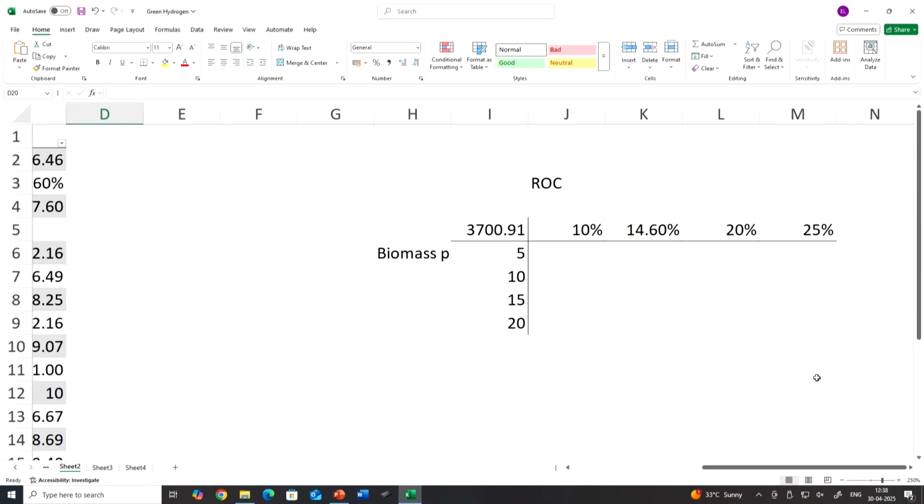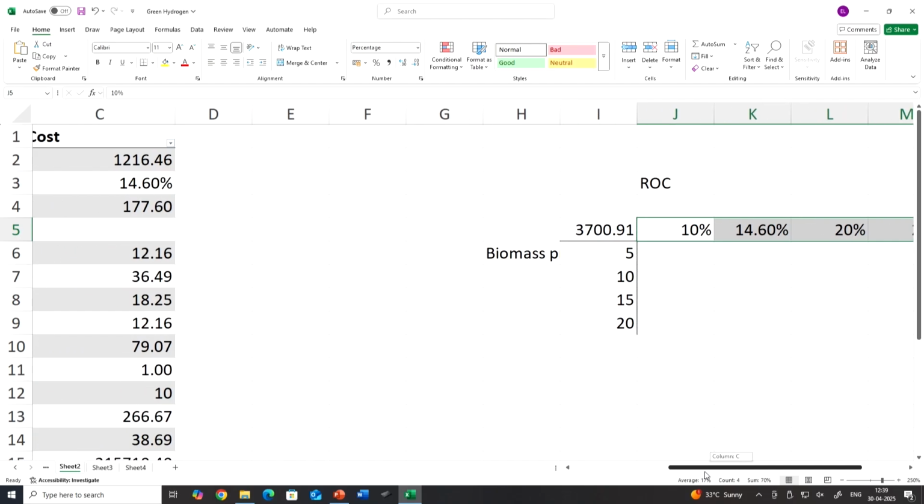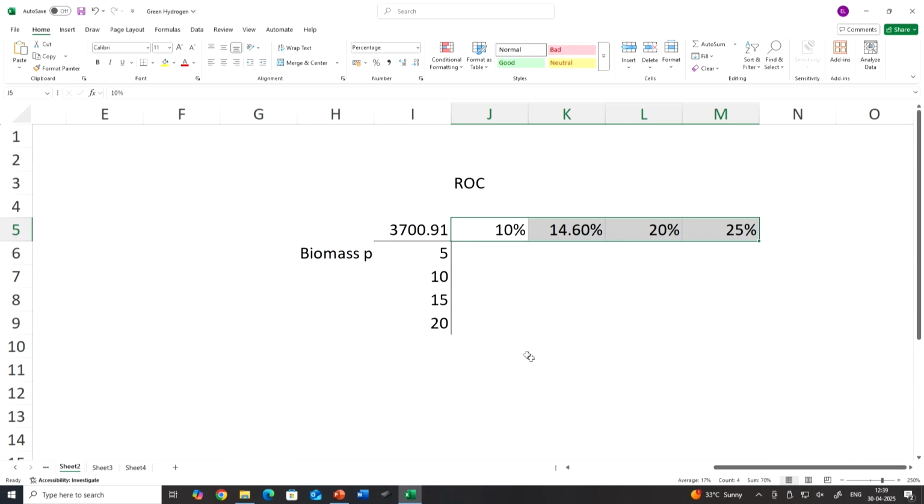Again, we can also do a sensitivity analysis as we have done in the earlier cases. What we can take is the change in the discount rate, or the return on capital, which can vary from 10 to 25%. And then another thing that is very sensitive in this case is the biomass feedstock cost, which might vary from $5 to $20 based upon the seasons and the availability of biomass.